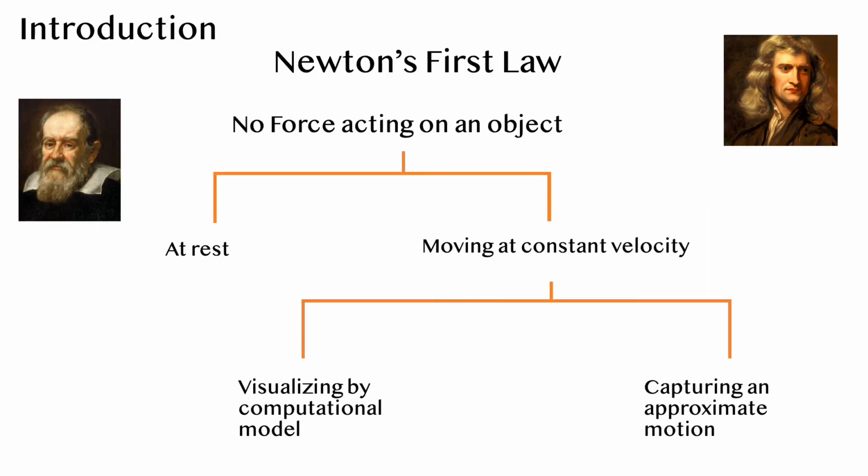According to Newton's first law, an object will stay in a state of rest or moving in a constant direction with constant speed when there's no force applied to change its state. However, an object on Earth moving in absolutely constant velocity is almost impossible. So the mission of my report is to visualize the idealistic motion of constant velocity using a computational model and capture a motion in a period of time that is closer and closer to the state of constant velocity.